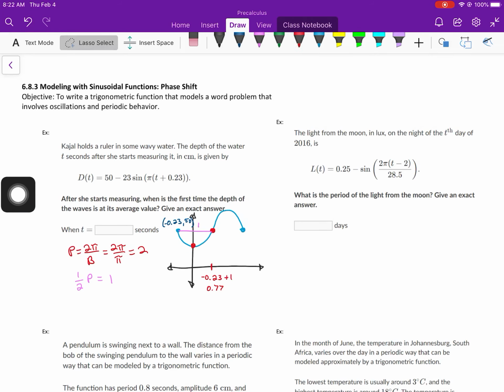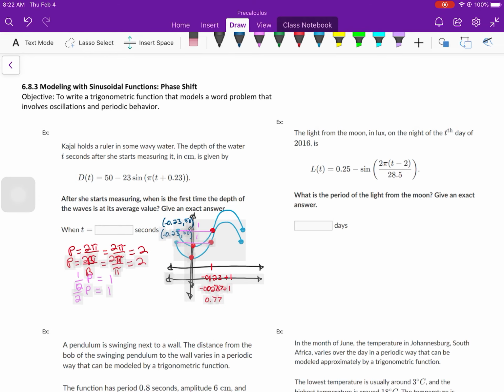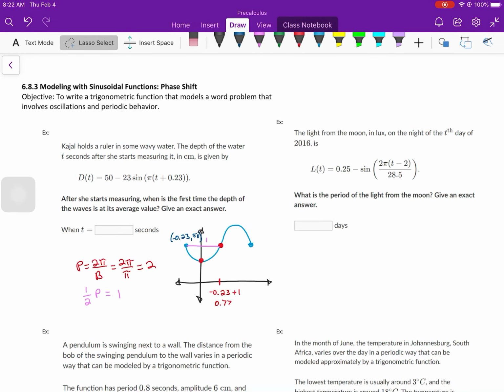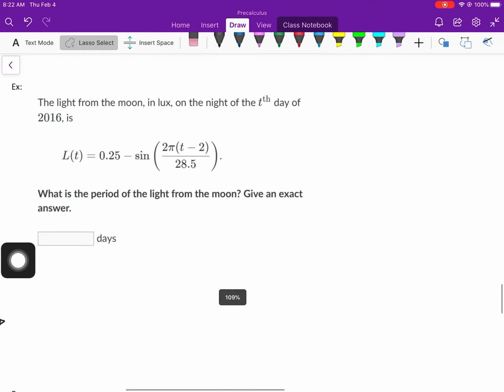So you got to kind of picture what's going on here. And so our period is 2. We want half of that period. We want to get to that midline there because technically it's been shifted to the left. So we want the first time it gets to the midline after the y-axis. So when is the first time? So right there. So from here we add 1. That's half the period.